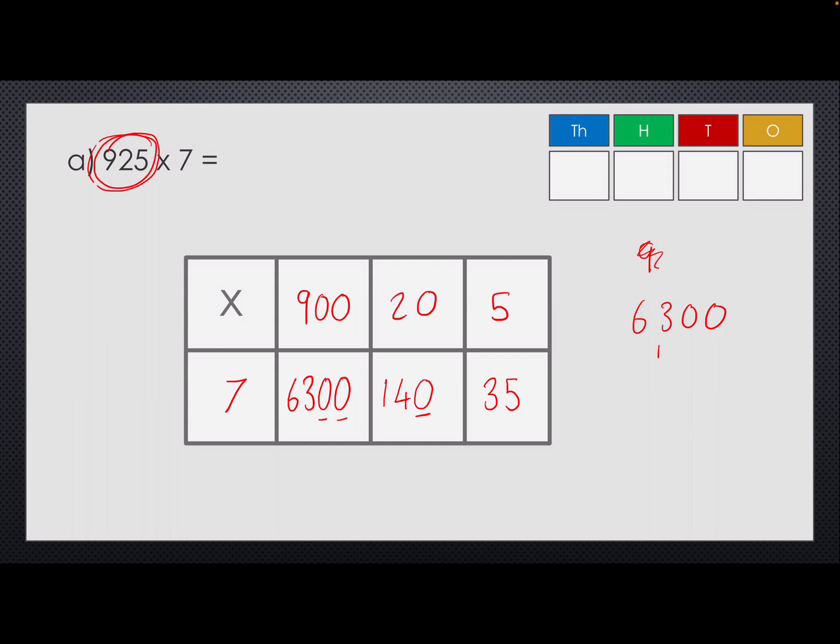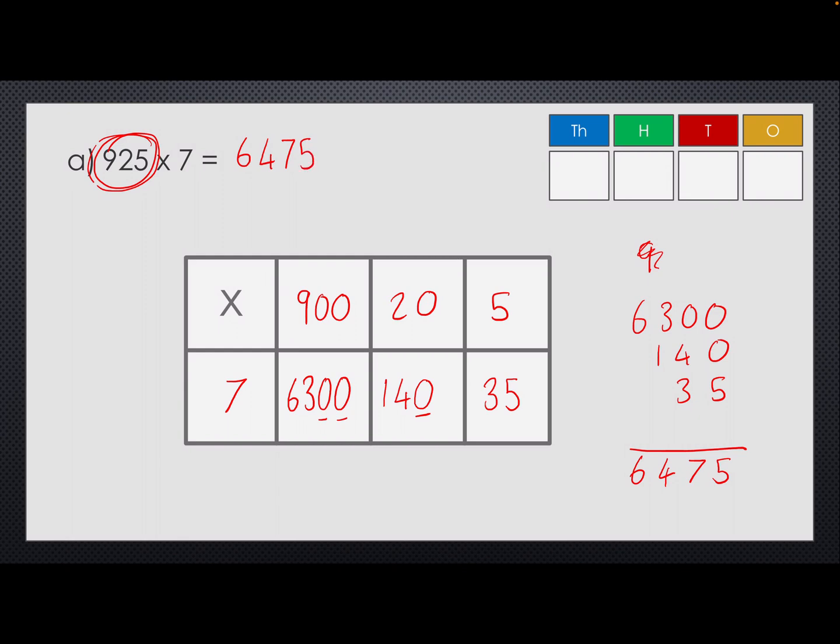6,300, 140, and 35. 0 add 0 add 5 is 5. 0 add 4 add 3 is 4, 5, 6, 7. 3 and 1 is 4, and then 6 on its own is 6. 6,475. We need to actually go back and write it by the question.